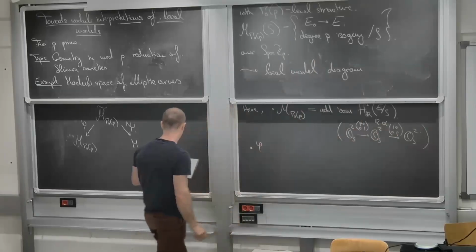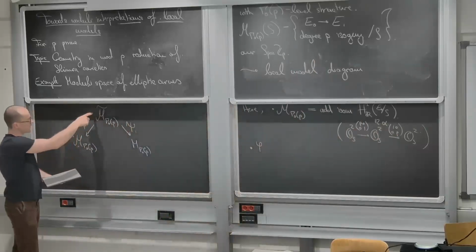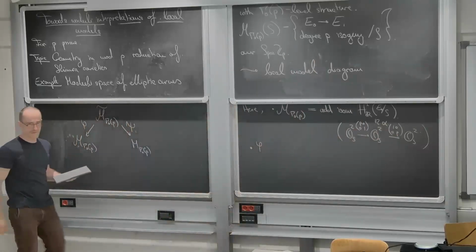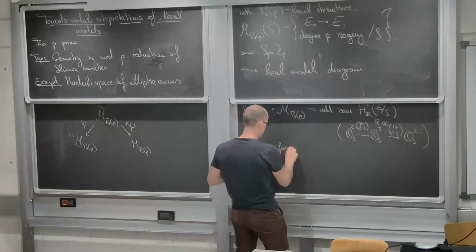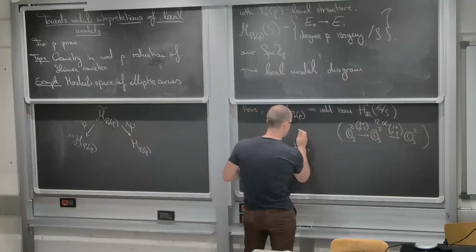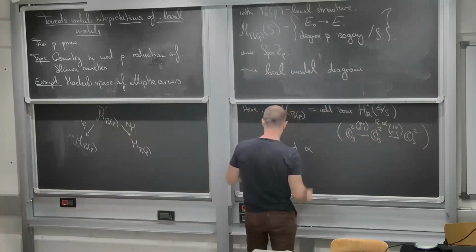Okay. And then what is this map phi here? It's simply the forgetful map where it forgets the trivialization. So if I just forget, and I give it a name, forget alpha.